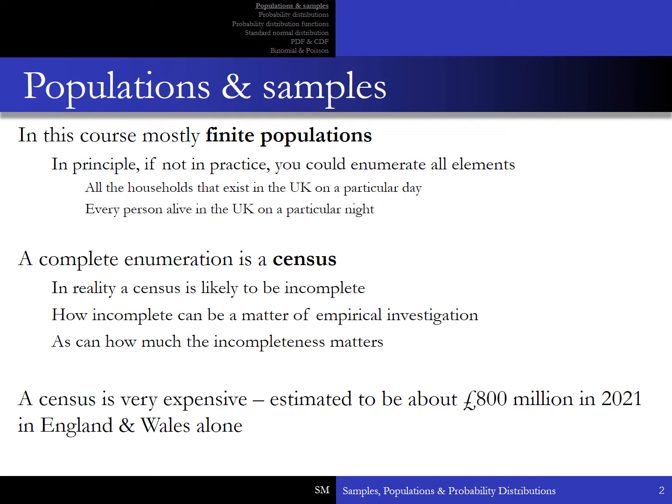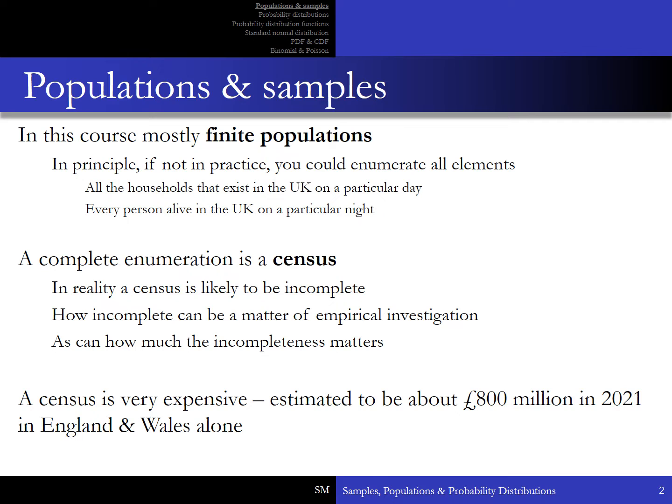In this course, we're mainly dealing with finite populations. Finite population means that in principle, if not in practice, you could enumerate all of its elements. For example, all the households that exist in the UK on a particular day, or every person alive in the UK on a particular night.